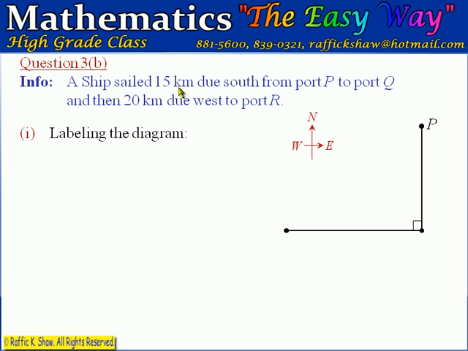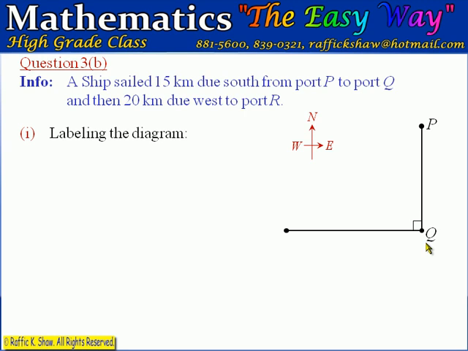The ship sailed 15 kilometers due south from P to Q. South is this way. So the ship started at P and traveled this direction to Q. So Q must be located right here. So we can show that.